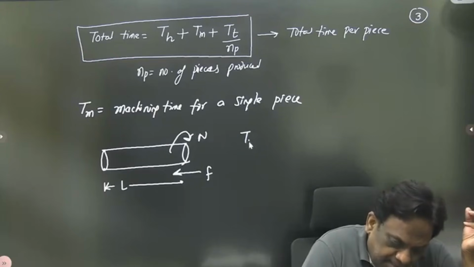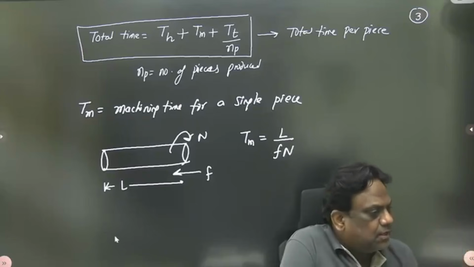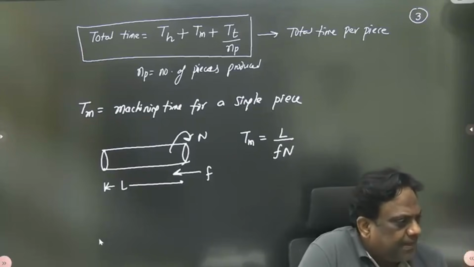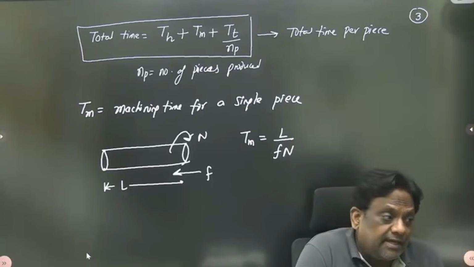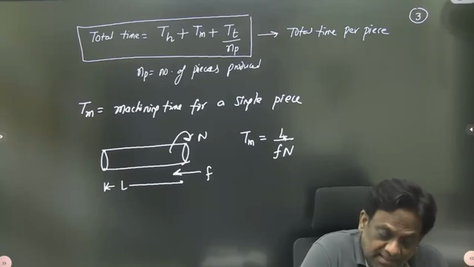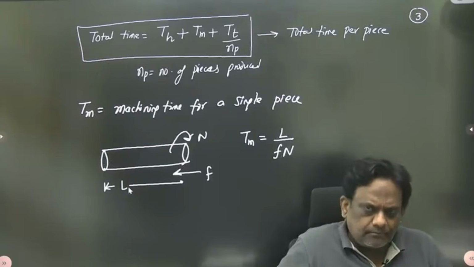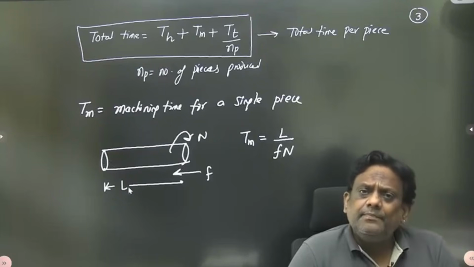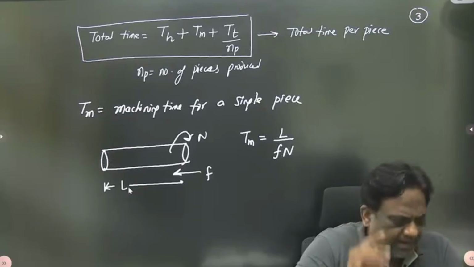The machining time is equal to L by Fn. Anyone remembers this equation, sir? Do you want me to derive again? I have already explained. This is the feed velocity and this is the length of cut, complete length. Okay, sir. Wait. Generally, the machining time is kept in minute. Generally, उसको हम minute में रखते हैं.